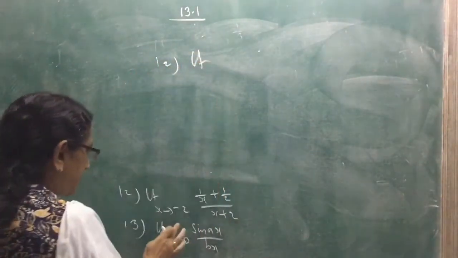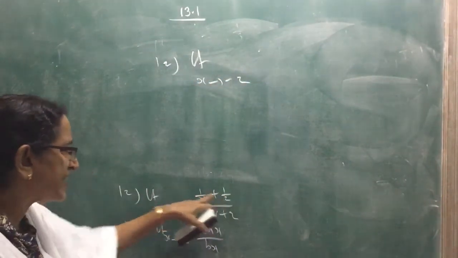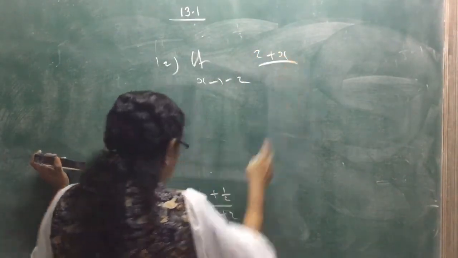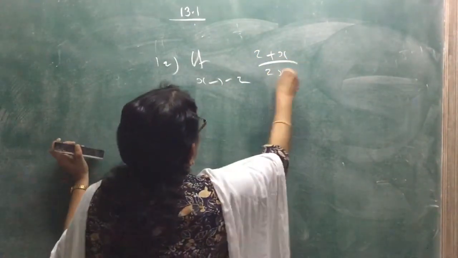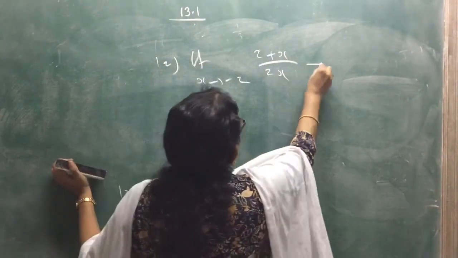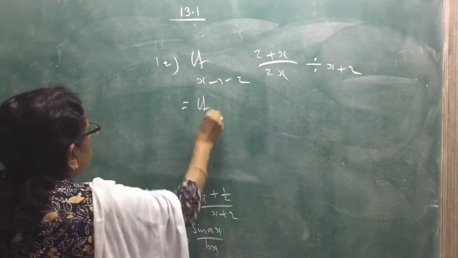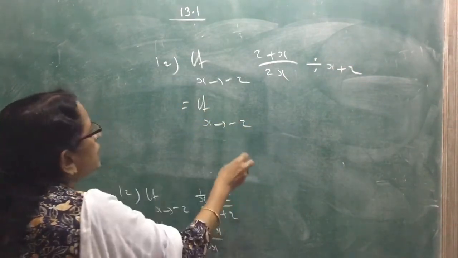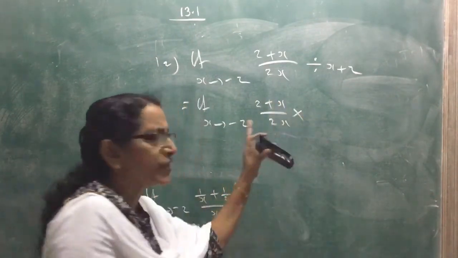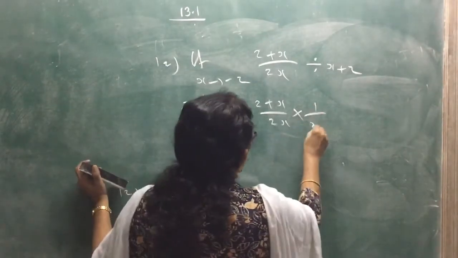This limit is equal to limit x tends to negative 2. When we simplify, we find the LCM: 2 plus x divided by 2x, now divided by x plus 2. So we can write this in the form divided by x plus 2. That is equal to limit x tends to negative 2 of 2 plus x divided by 2x, into, since dividing by x plus 2, we multiply by the reciprocal, into 1 by x plus 2.